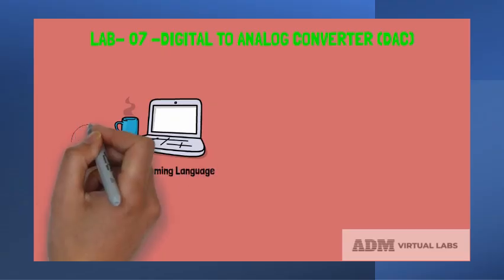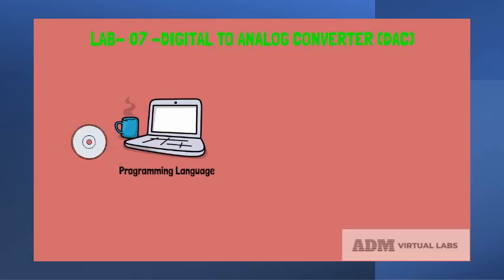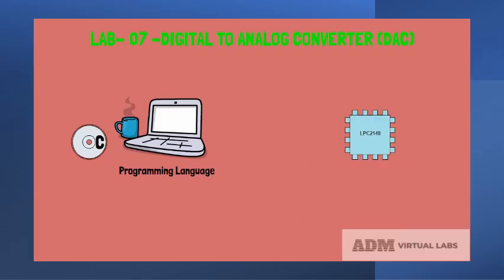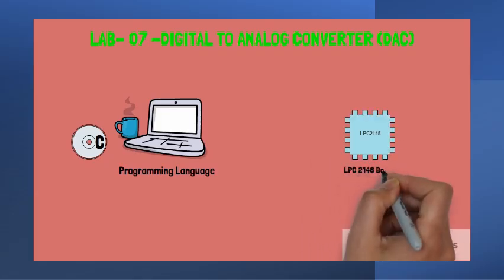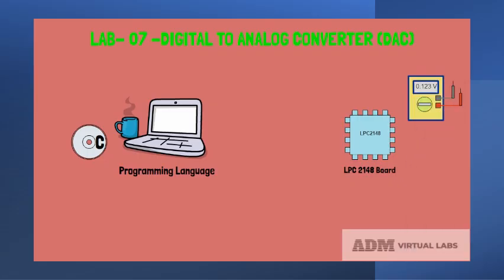The first step is to select embedded C as our programming language. The second step is to procure an LPC2148 based evaluation board and a digital multimeter for measuring ramp voltage.